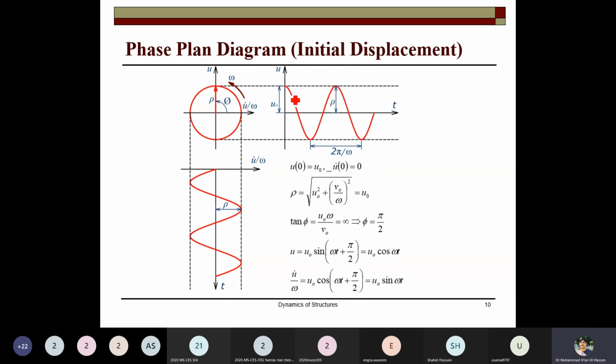The second response is when the initial velocity is 0 but displacement is present. So v naught is 0, and u naught is present.